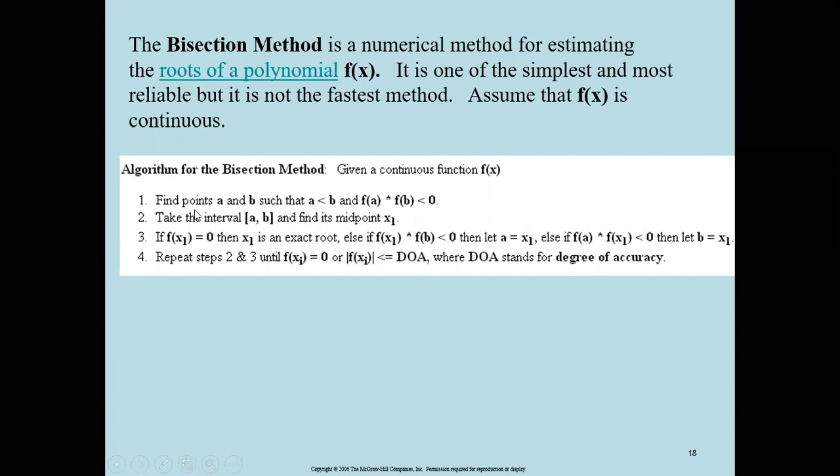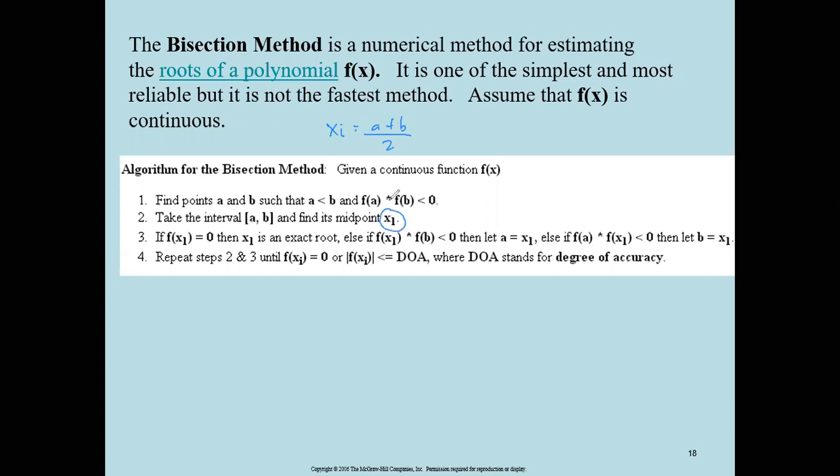First step, we need to find points A and B such that A is less than B, and f of A times f of B is less than 0. Then step 2, take the interval from A to B, then find the midpoint x sub I. Of course, the formula for the midpoint would be just the average. So our formula for the bisection is x sub I equals A plus B over 2.